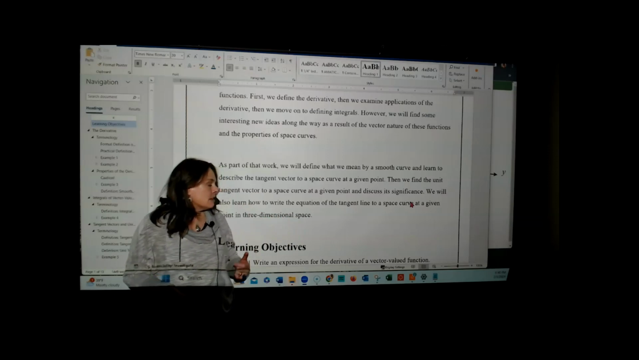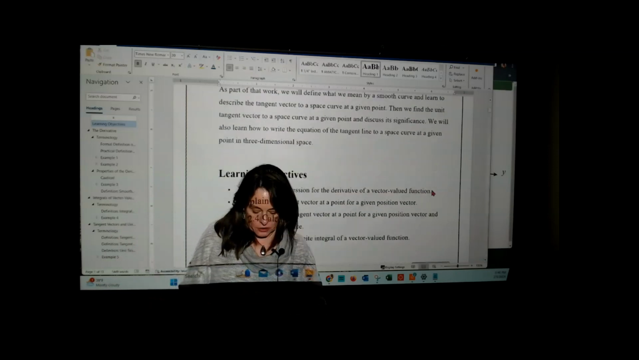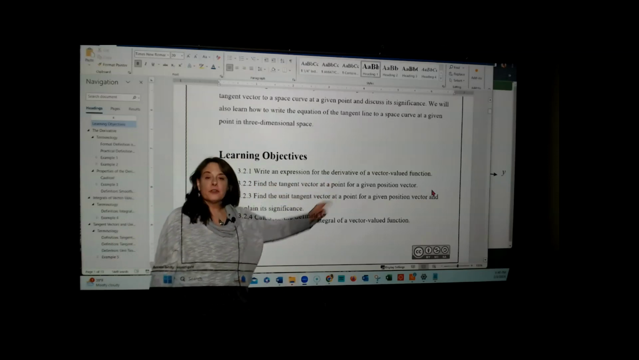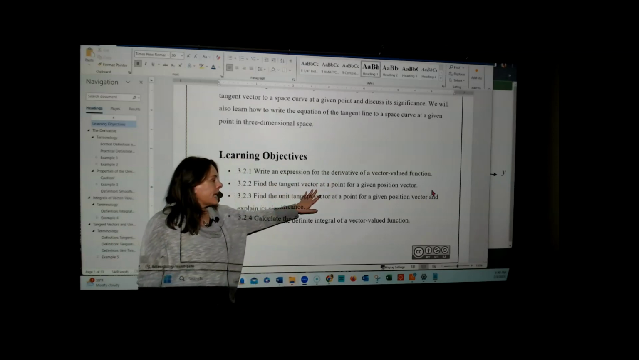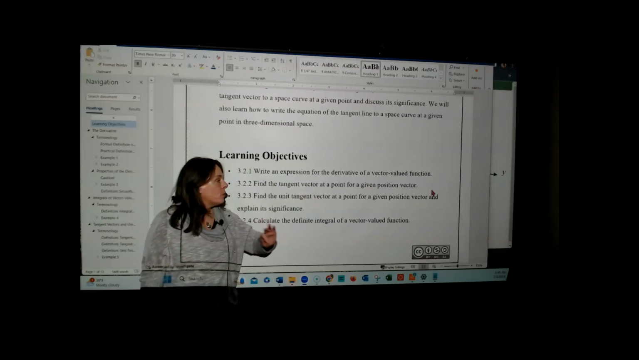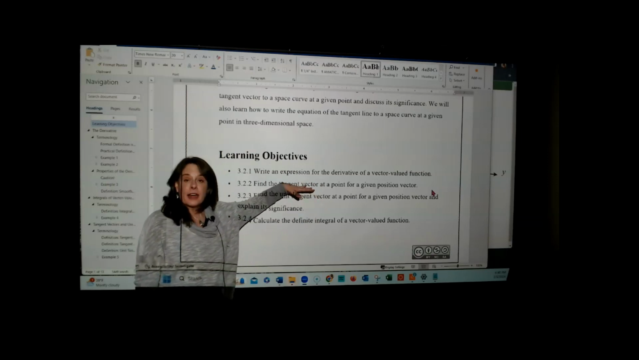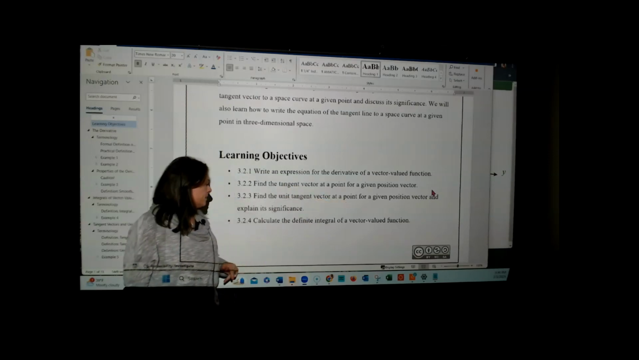And so we have the tangent line, the tangent vector at a point, and we also have the unit tangent vector. Let's go ahead and take a look at our learning objectives for this particular section. We want to be able to write the expression for the derivative of a vector-valued function. We want to find the tangent vector at a given point for a given position vector.